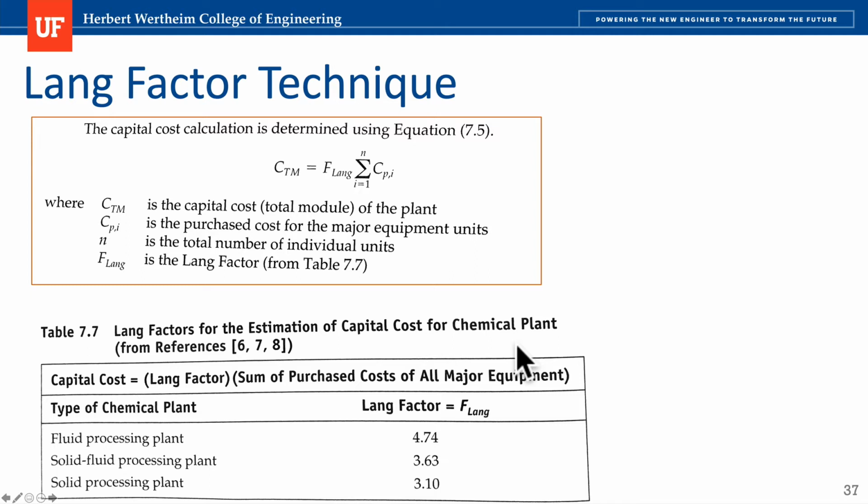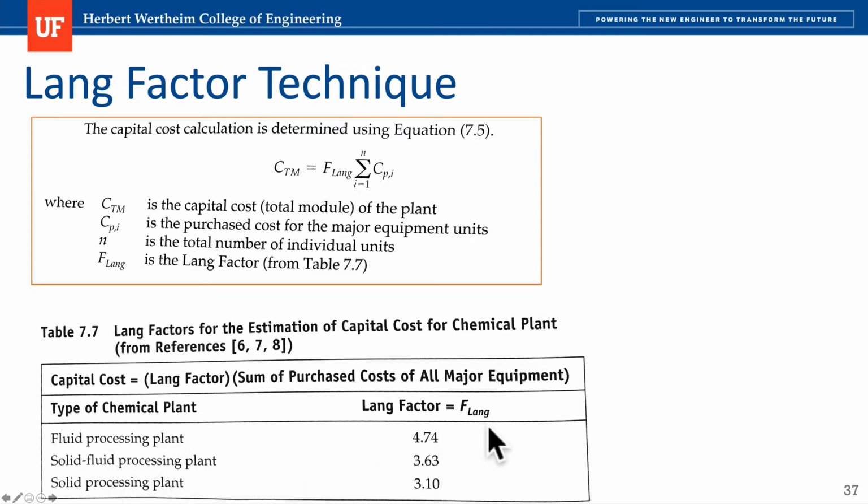So the total module cost for a plant is basically adding all the purchasing costs of equipment and multiplying that by a factor that is called the Lang factor. Notice in the bottom table that the Lang factor depends on the type of chemical plant. You have fluid processing plant, solid-fluid processing plant, and solid processing plant. The limitation with this is that not all of the plants have one unique type of fluid or solid, so you may have things in between.